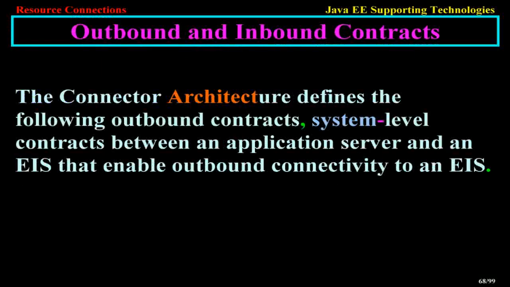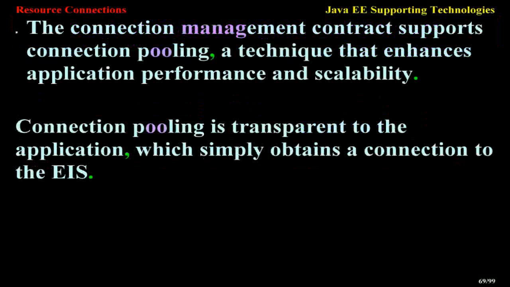Outbound and inbound contracts. The connector architecture defines the following outbound contracts: system-level contracts between an application server and an EIS that enable outbound connectivity to an EIS. The connection management contract supports connection pooling, a technique that enhances application performance and scalability. Connection pooling is transparent to the application, which simply obtains a connection to the EIS.